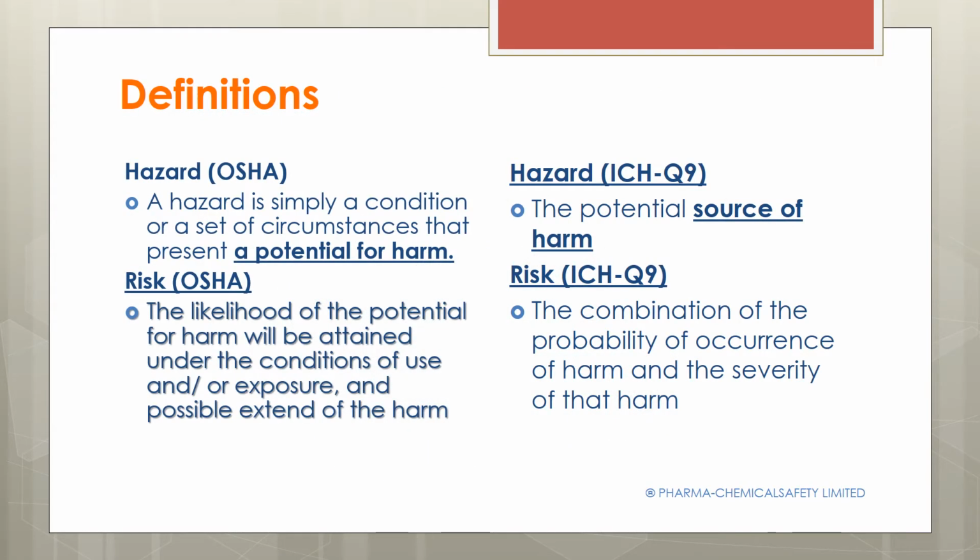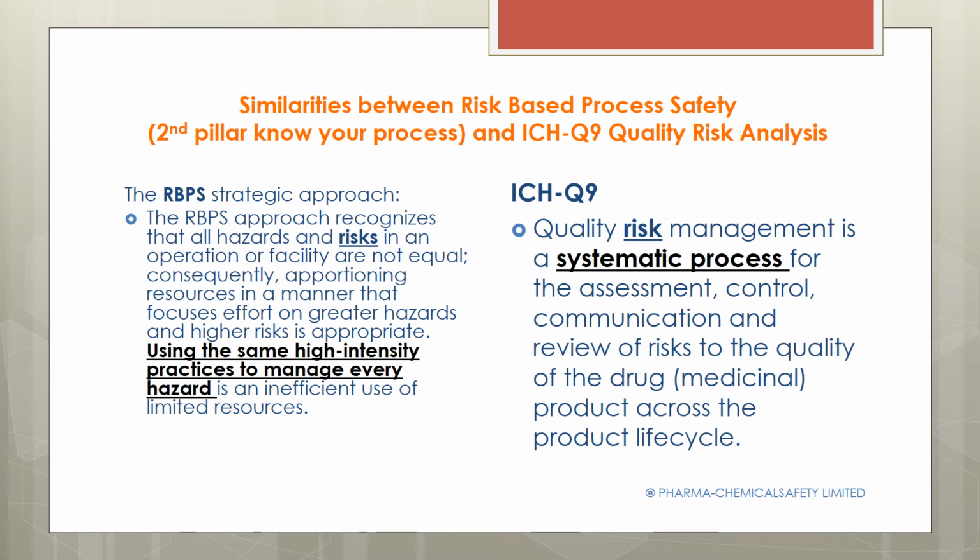The definitions of hazard and risk are similar under OSHA and under ICH-Q9. On the risk, they are the same as well, and some companies include frequency as well. So now the risk assessment is calculated by three components: probability, frequency, and severity. This slide remarks on the similarities based on the risk definition, and both systems offer a systematic approach.